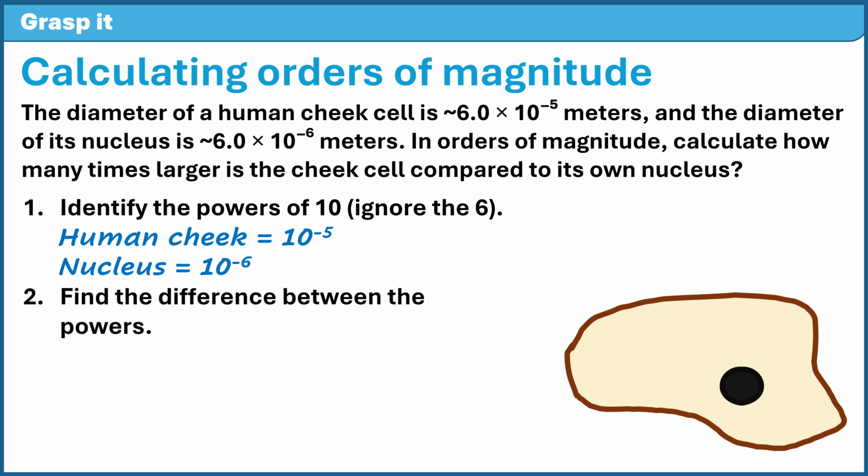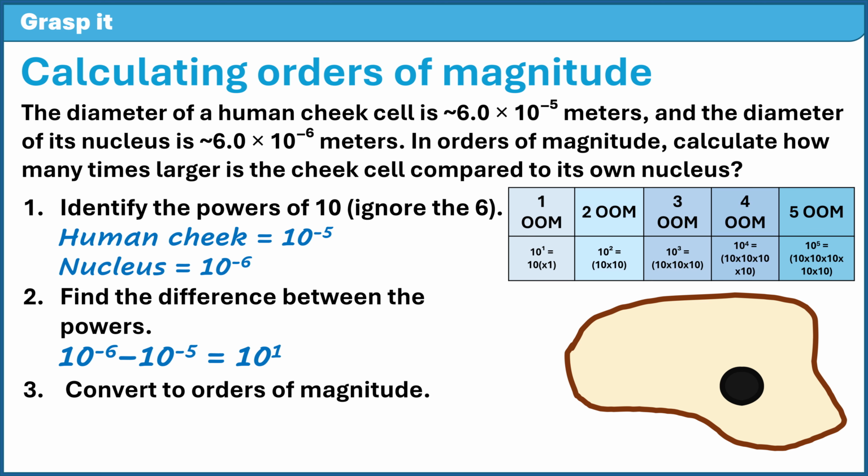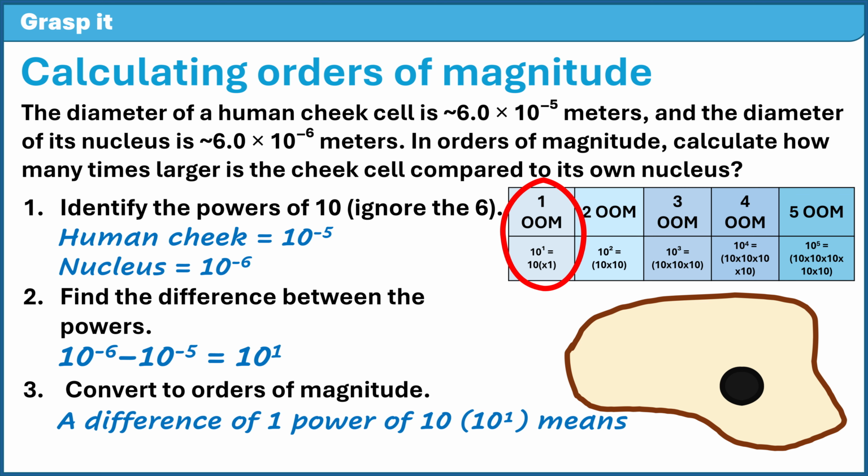The difference between negative 6 and negative 5 is 1, so we get 10 to the power of 1 as the difference. Step 3. Convert to orders of magnitude. A difference of 1 power of 10 means 10 times bigger, which is 1 order of magnitude. See how much faster that was? When you spot standard form in the exam, use this method and it will save you time and reduce your chances of making mistakes.